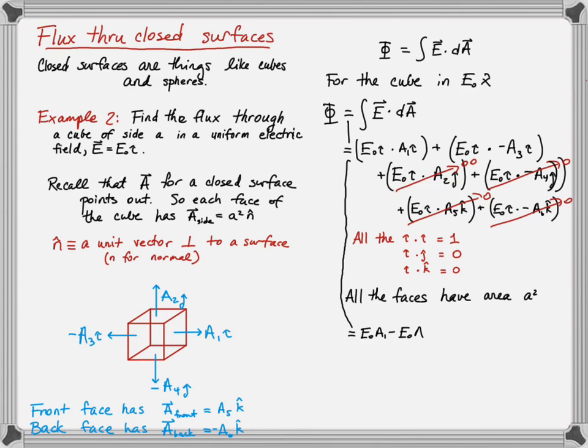The first term is an i hat dot i hat, so it becomes E0 times A1. And the second term is another i hat times minus i hat, so that gives me the minus sign there, minus E0 A2. But again, as I said, they both have area A squared, so it becomes E0 A squared minus E0 A squared. So the flux through that cube, because of a uniform electric field, is 0.